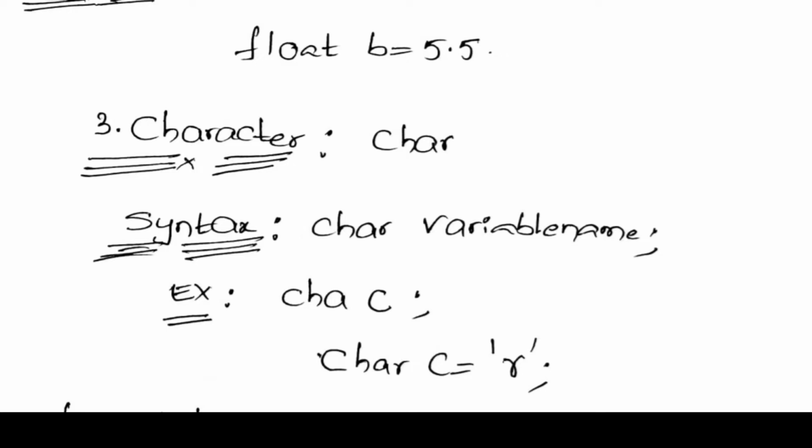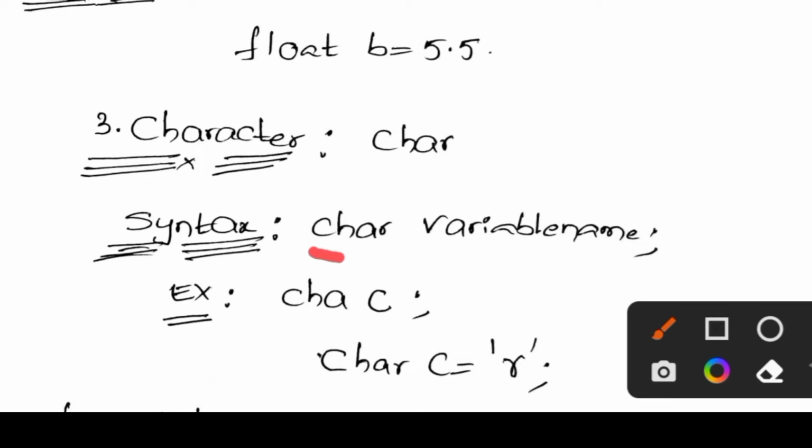So first we have to know the syntax for it, that is the char. You have to give the keyword, then a space, after that a variable name. Here the variable name can be anything, so I am taking the variable name as c, that is char space c semicolon, right? So I have created the memory for it.